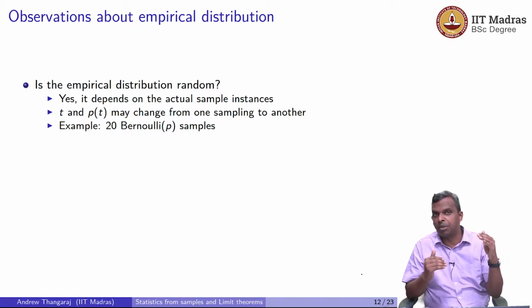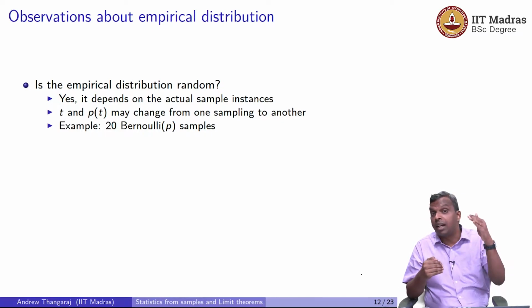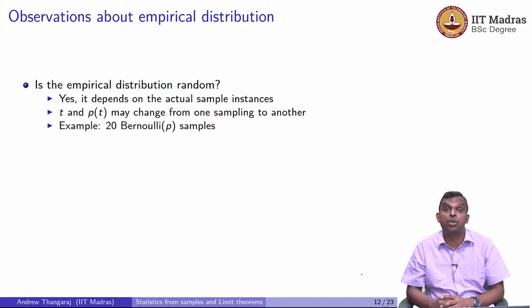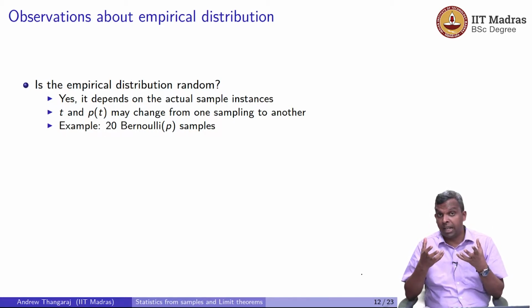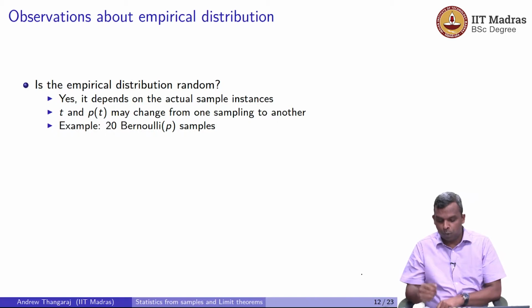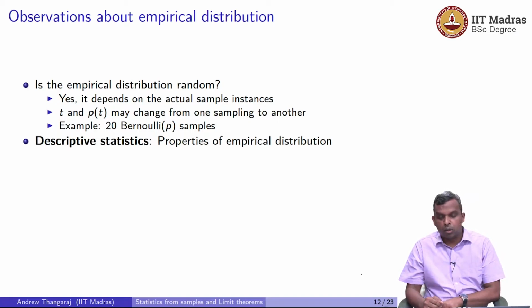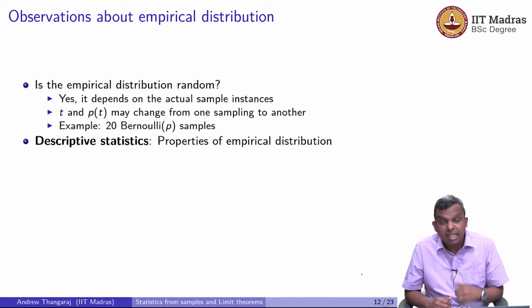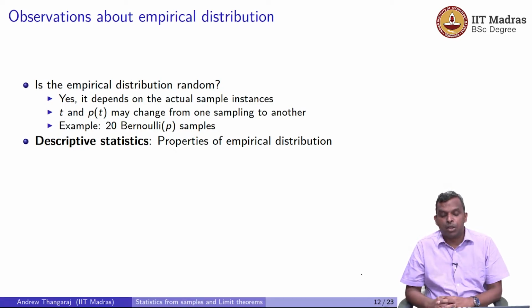So, there is a distinction between these two. Empirical distribution depends on the actual instance of the sampling that you get and not only on the sampling distribution. So, this is a more complicated quantity. It is a random quantity. So, descriptive statistics are usually properties of the empirical distribution.